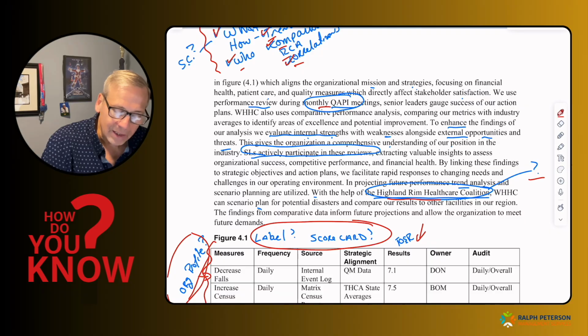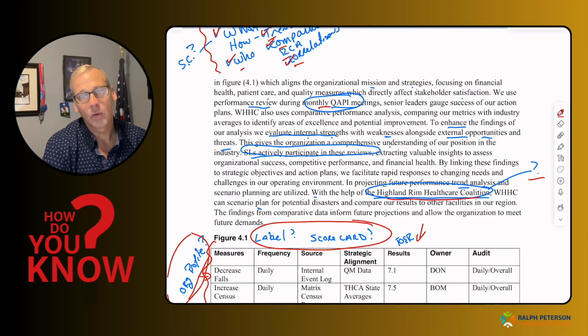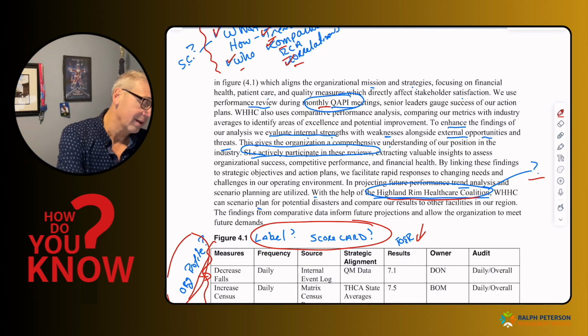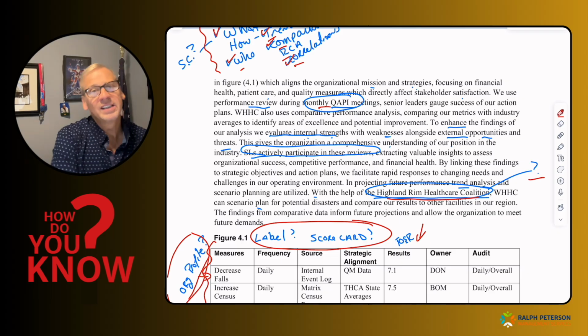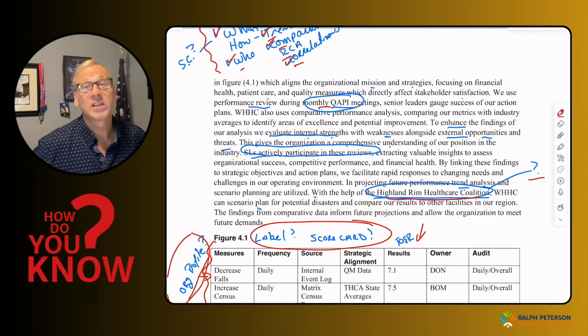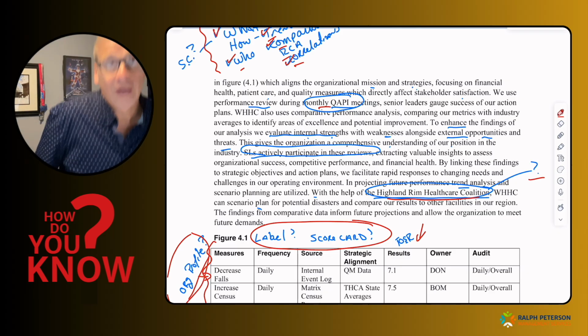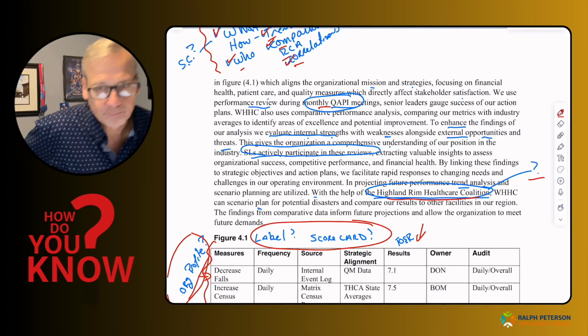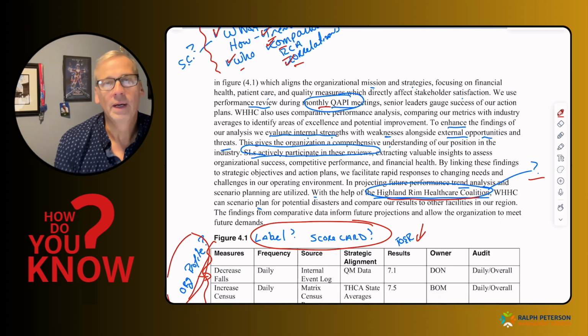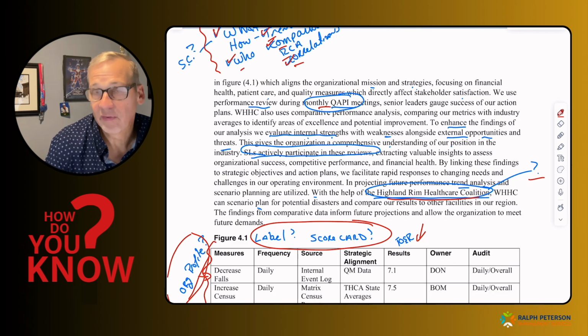I don't know what Highland Rim Healthcare Coalition is. I can imagine what it is, but I don't know. And again, not everybody who's going to be reading your application is going to be familiar with healthcare, and that there are other agencies out there that help us do this kind of work. So it's going to benefit you greatly if you tell us what it is, give us a little bit more context for what it is exactly.